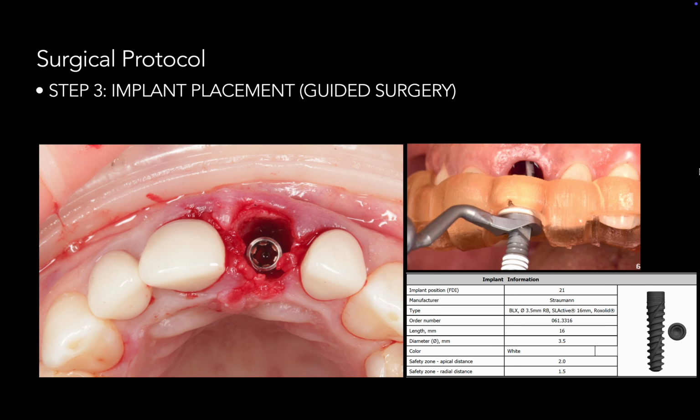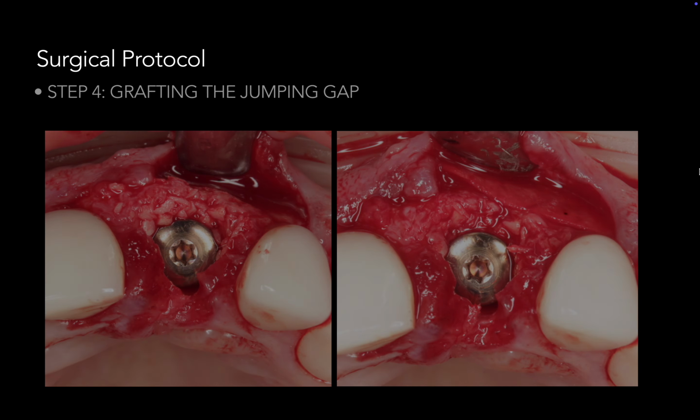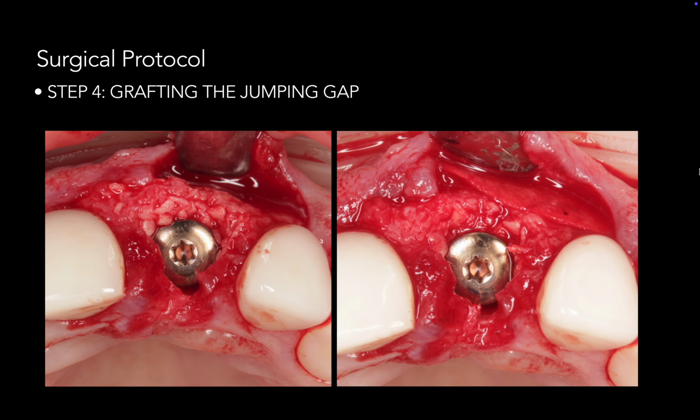And we had ended up going in with our planned implant of 3.5 by 16 millimeters. I had managed to record an ISQ reading of 74 to 76 all around the implant, and I was quite pleased with that, which meant that I could immediately load my implant as well. I then proceeded to graft the jumping gap utilizing allograft, which is my material of choice, and over that placed a collagen membrane in place.